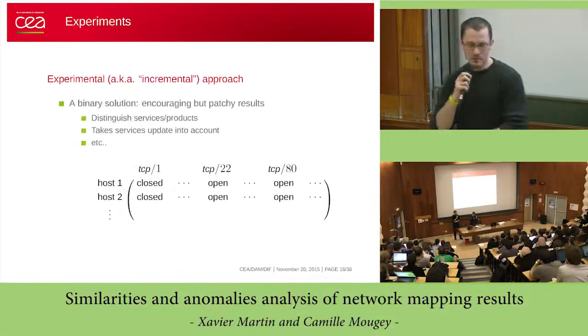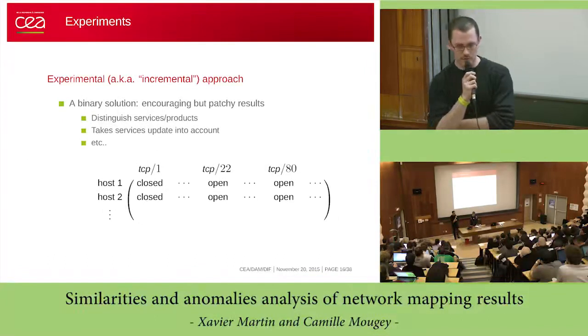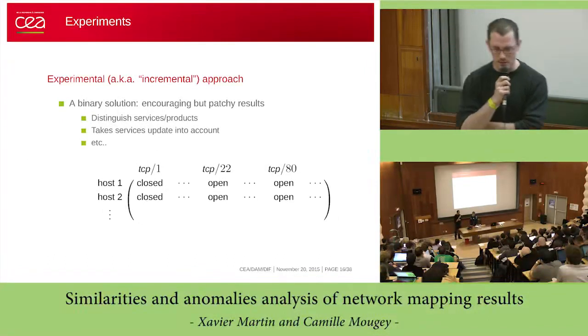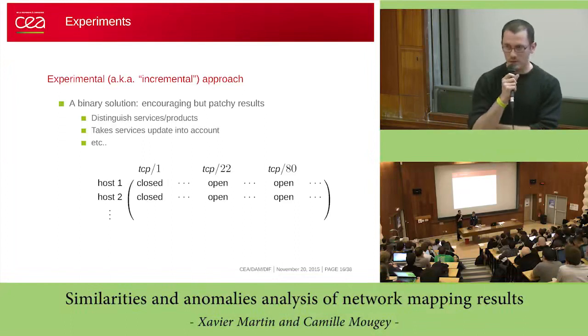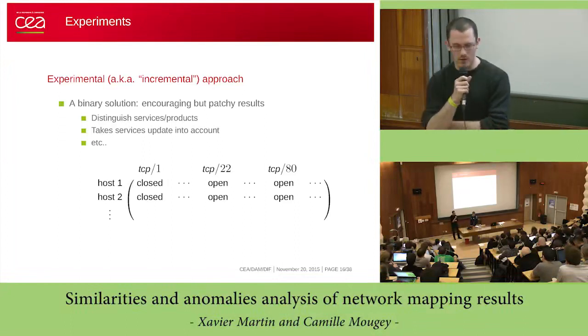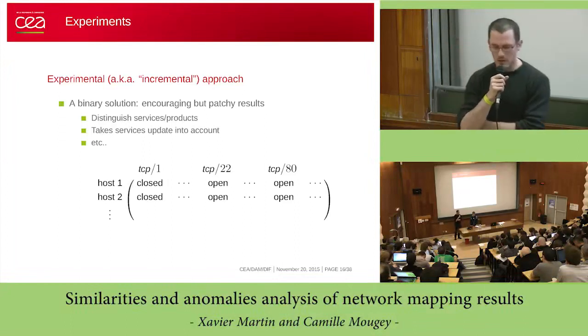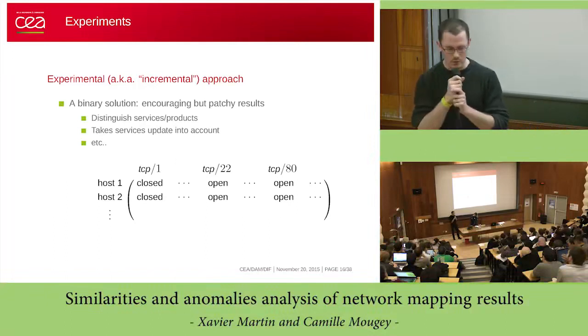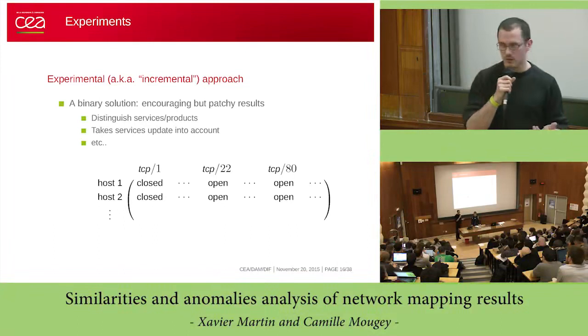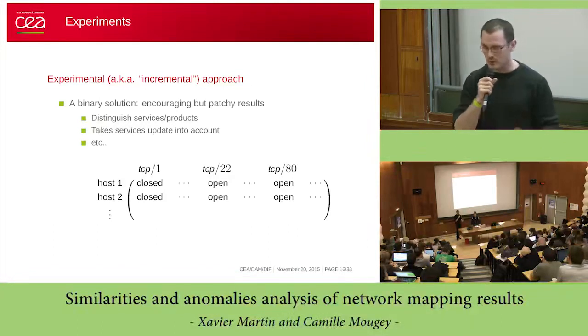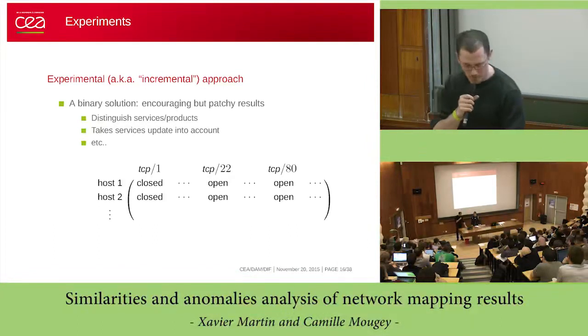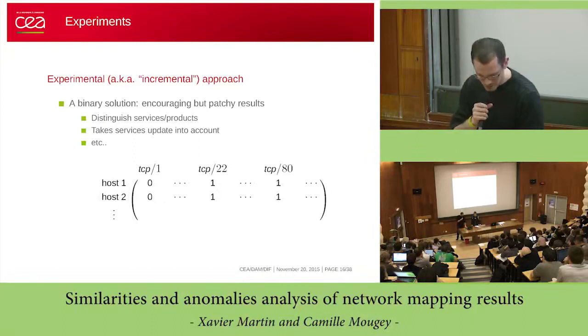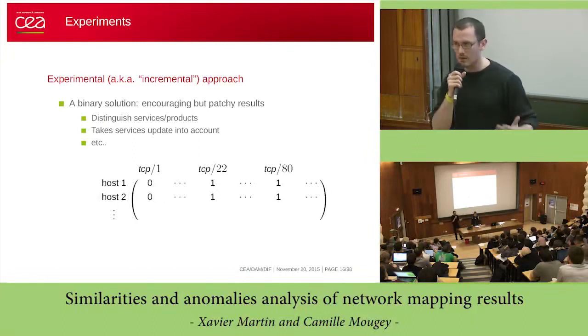So we had several approaches for this. We can call that experimental approach. The first one was a binary solution. You consider a host, like host number 1. You list all the given ports you scanned with Nmap, so for instance, the 1,000 most common ports according to Nmap. And you just note if the port is closed or open. If the port is closed, you put a 0. If the port is open, you put a 1. That gives you a matrix. And with that matrix, you run the algorithm.